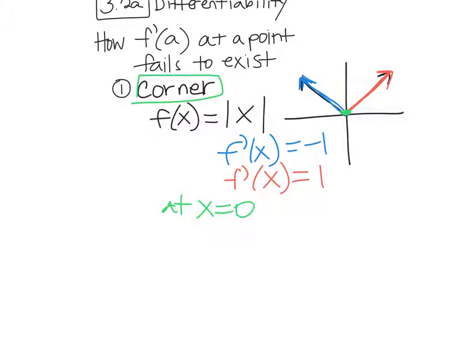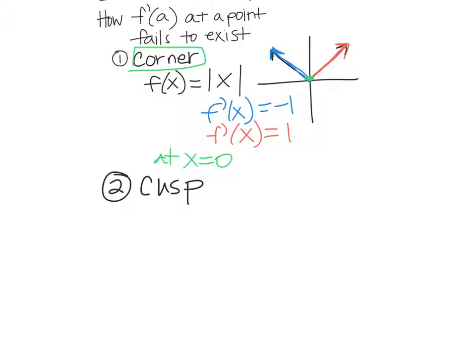All right, number 2. So there's 4 of them. Here we go with number 2. Number 2 is something called a cusp. At all cusps, you will not have a derivative. Okay? So let me give you an example of a cusp. F of x equals x to the 2/3. Okay? Maybe you've graphed that before, maybe you haven't.